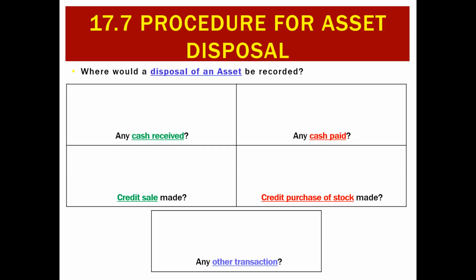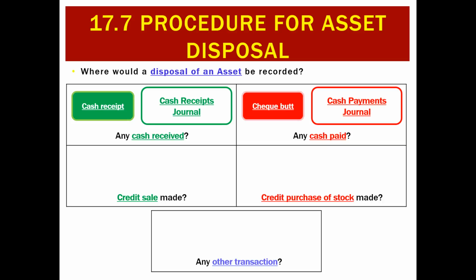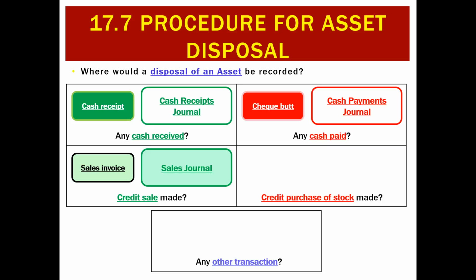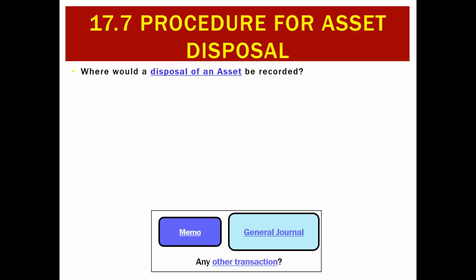Where would we do this? What journal would we record it in? Well, the cash received part, we would do that in the cash receipts journal, but all those other entries, no, they didn't involve cash being received. Any cash paid? No, we didn't pay any cash. We didn't make a credit sale. We didn't make a credit purchase of stock. So we will record all of those transactions except for the bit where we got the money in the general journal, and we'll use a memo as our source document.